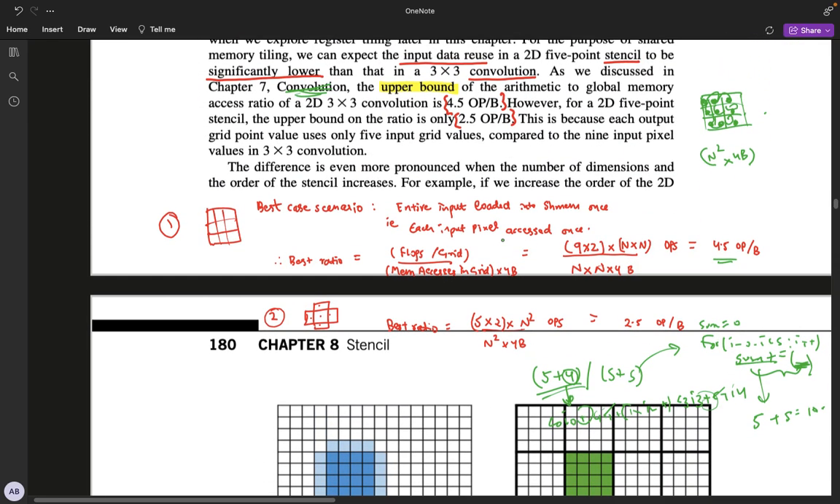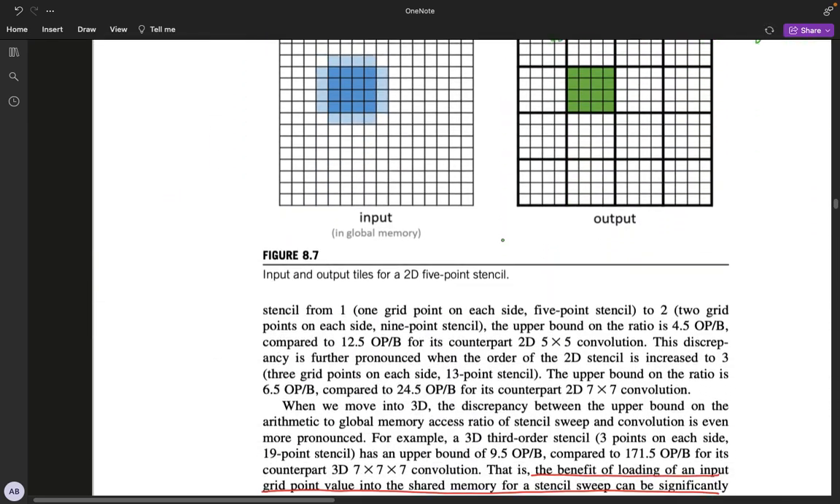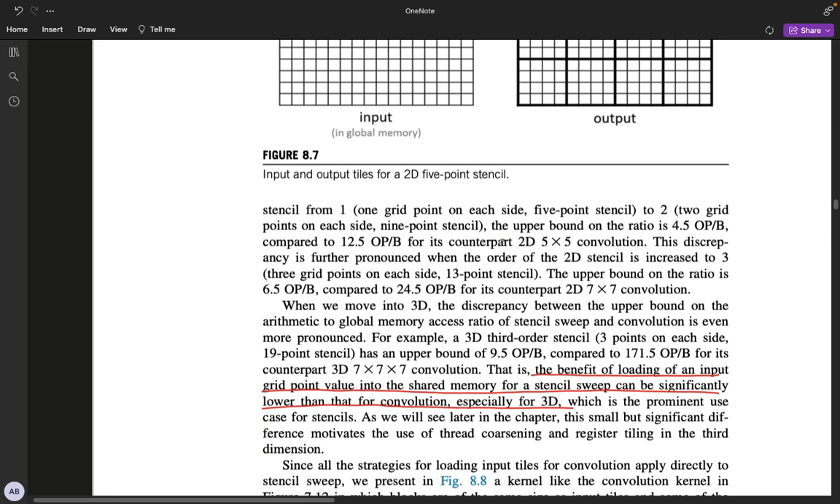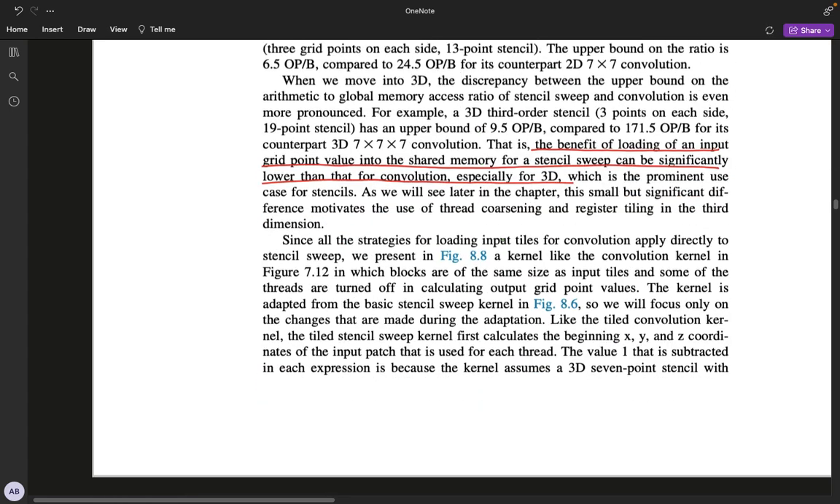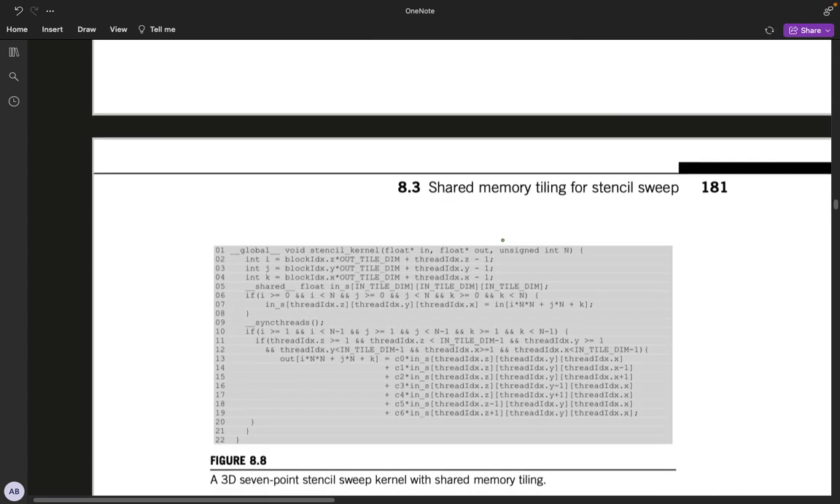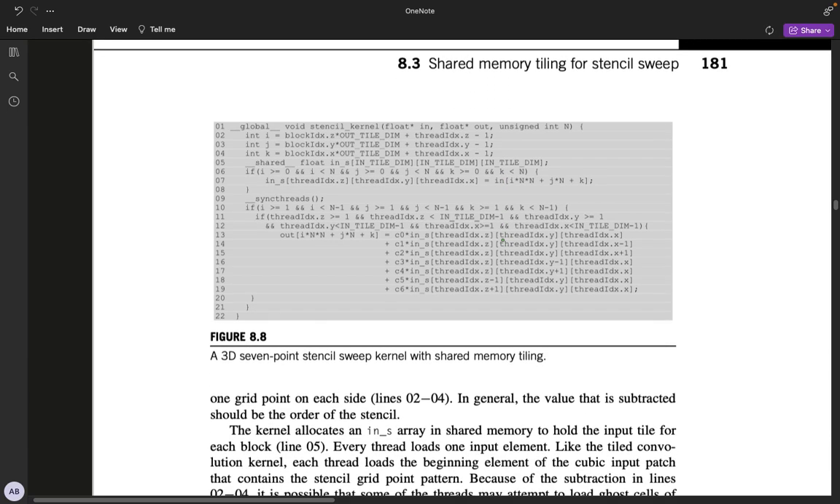We already see that compared to convolution, the benefit of loading an input grid point value into shared memory for a stencil sweep would be lesser, and this difference would increase for higher order stencils.